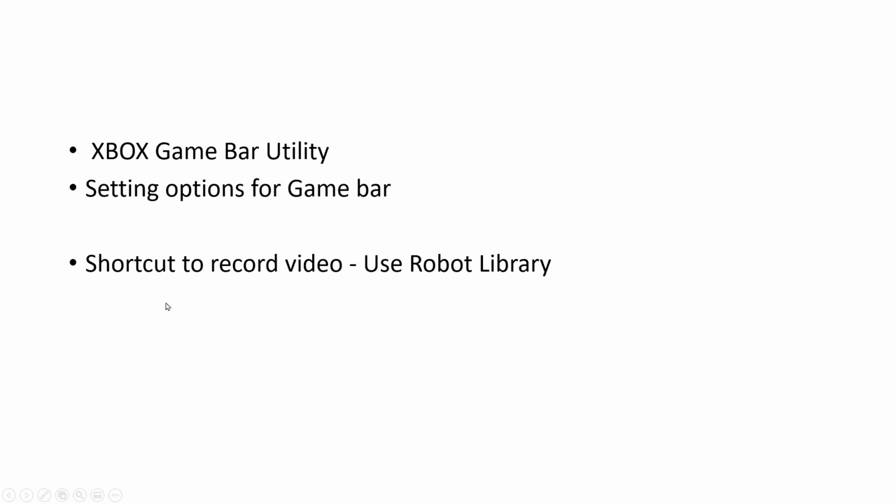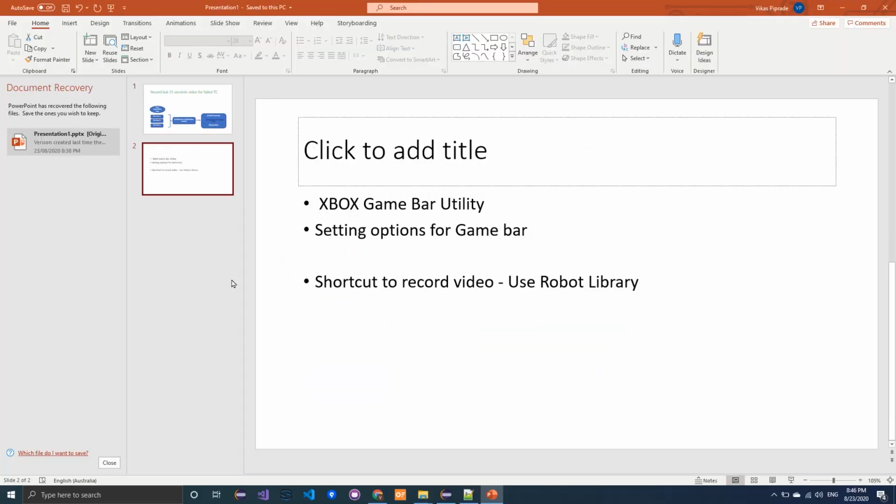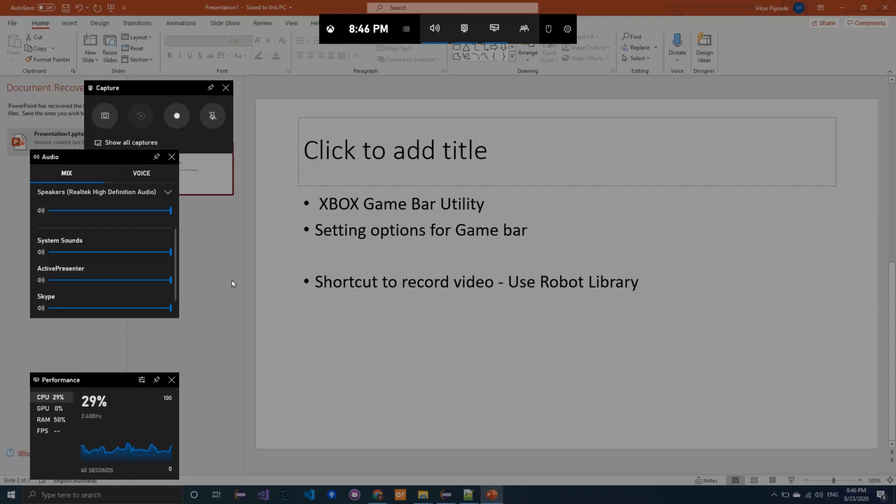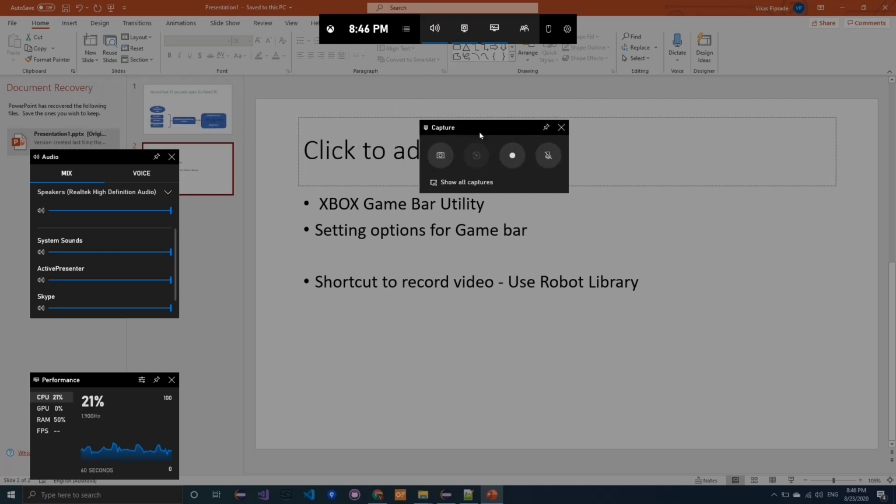And to have that shortcut in our Java program, we'll use the Robot library. So how we are going to use all these things, we'll check. First let us see what exactly the Xbox game utility is. If you type Windows G on a Windows 10 box, the Xbox utility comes up. This is the Xbox utility, and you can capture a video using this utility.